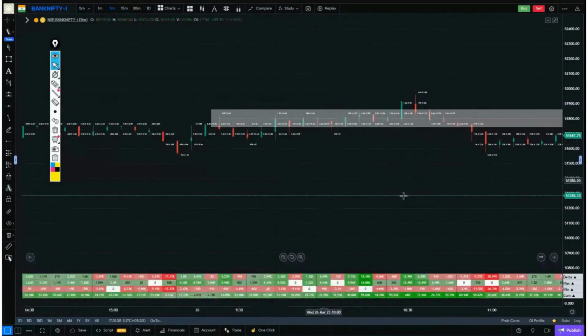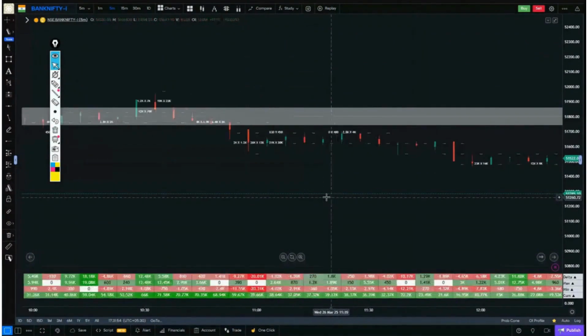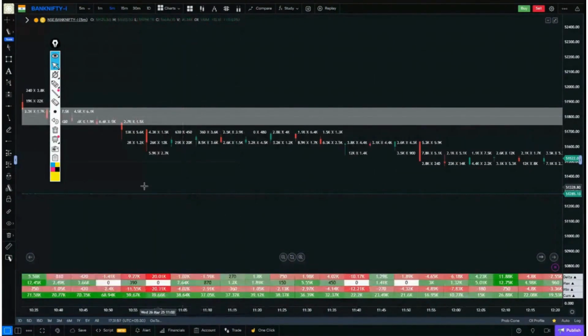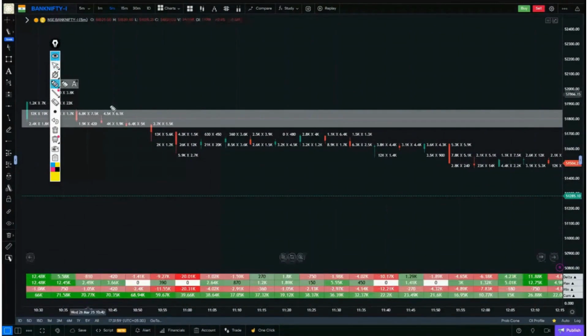We are stuck in the same range. Okay, let's see further. This time a solid selling came, 20K selling, 9K selling, and 20K selling. Finally rejection came from the buying exhaustion zone. A good rejection was selling. This time on the pullback, the buyer completely disappeared.